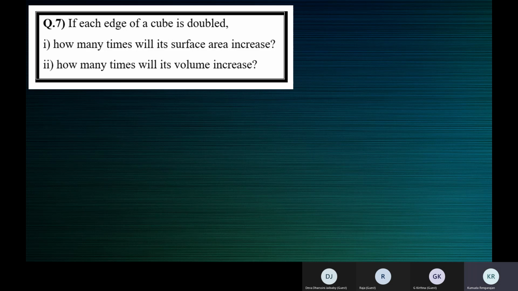Yes, children. So this question, if each edge... have you got your timetable for the final exam? Yes, ma'am, for me the final exam itself got completed. When did you finish? Ma'am, today only. Today you finished. Can you share your maths question paper later at the end of the class? Okay, ma'am.